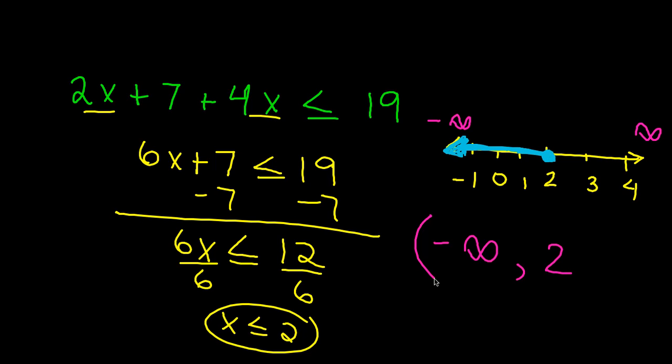On 2, am I going to put a bracket or am I going to put a parentheses? Which symbol should I use around that 2? Perfect. It should have been a bracket because it's allowed to equal the number 2.